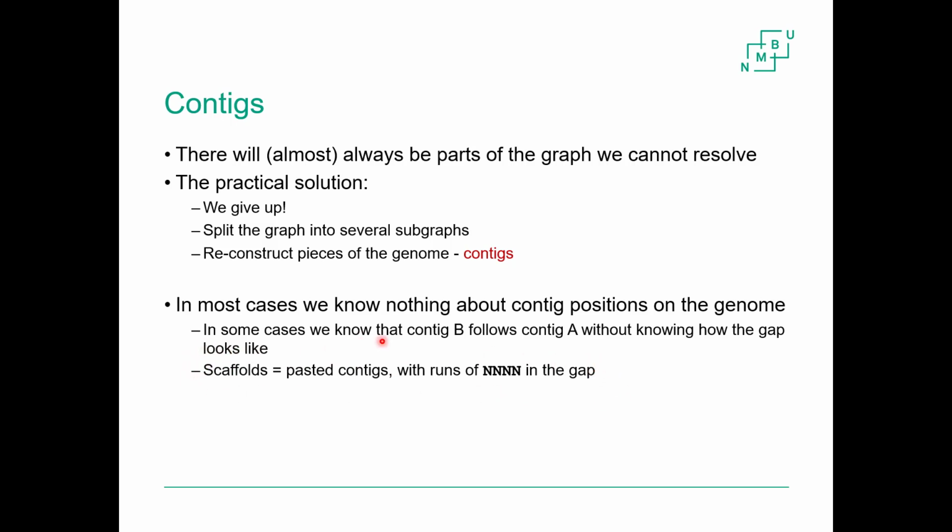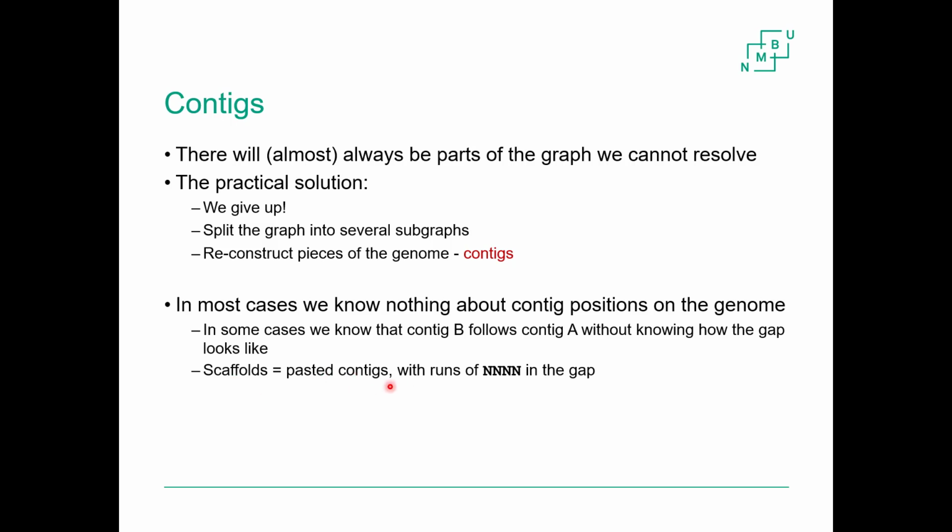sequencing, but it may be reconstructed from how the paired end reads, right? That contig B follows contig A, but we don't know really how the gap looks like, or not even exactly how long it is. And then we can fill in some Ns in the gap there, and in that way sort of artificially glue these two contigs together into what we call a scaffold.